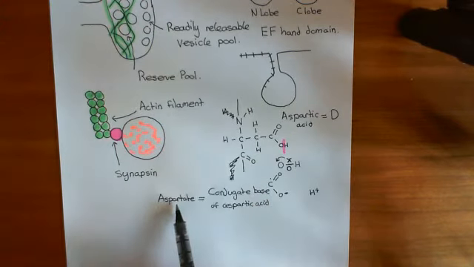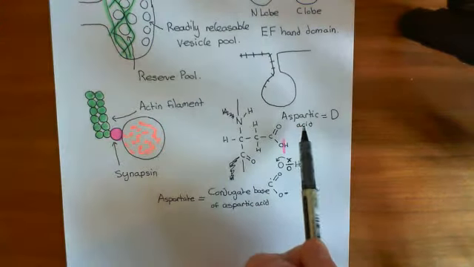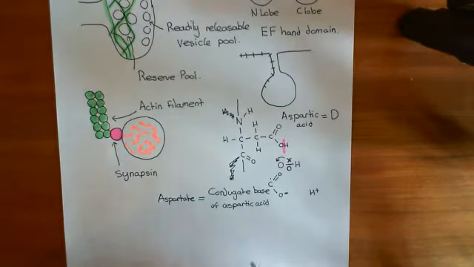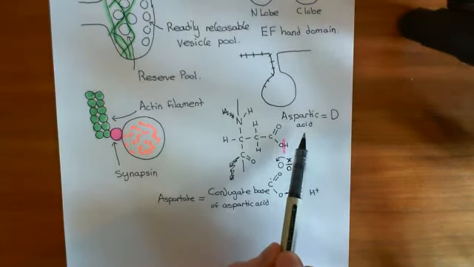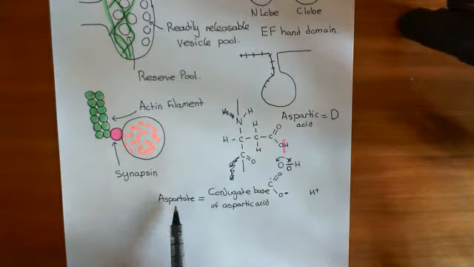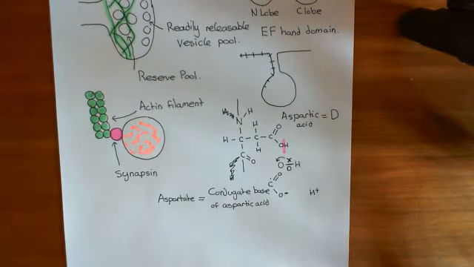So aspartate is a base. Aspartic acid is the acid. So you'd call aspartate the conjugate base of aspartic acid, and you could also call aspartic acid the conjugate acid of aspartate. So there's that sort of conjugation between the two.